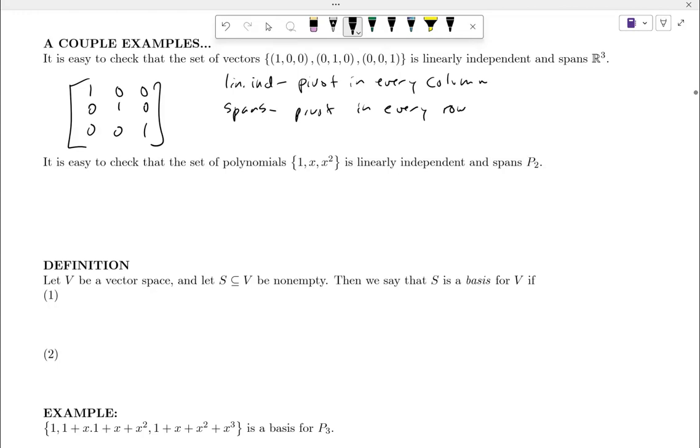Because I know that I can express every vector in their coordinates as a multiple of the x direction, a multiple of the y direction, a multiple of the z direction. That's z direction, up and down, right? X, y, z, right? Okay.